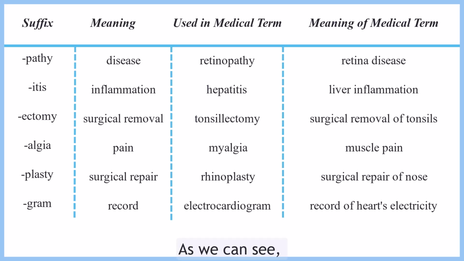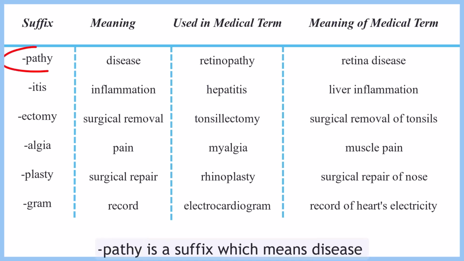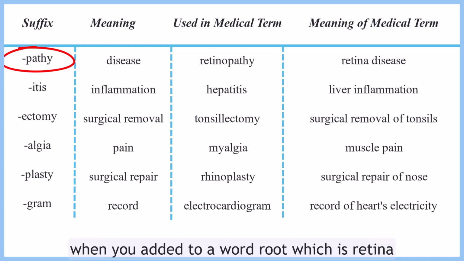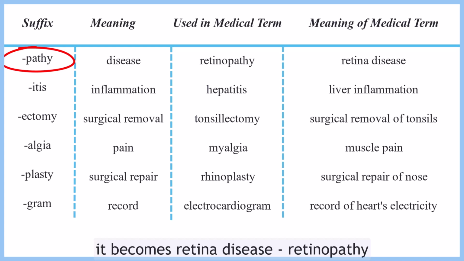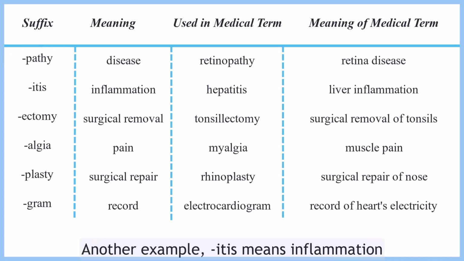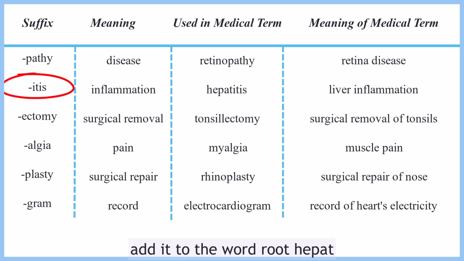As we can see, each suffix has a fixed meaning and determines the action, status, or quality of the word root. As you can see from the table in front of you right now, pathy is a suffix which means disease. When you add it to a word root, which is retina, it becomes retina disease. Another example, itis means inflammation. Added to the word root hepat, it becomes liver inflammation.